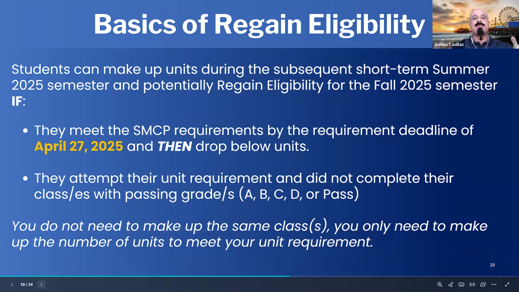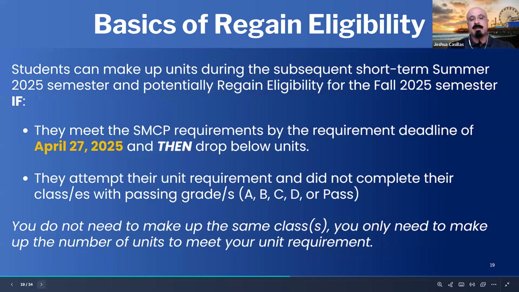It's highly recommended you speak with an academic counselor any time you're going to add or drop classes. For the SMC Promise regain eligibility purposes, to qualify for regain eligibility, you have to drop after the requirement deadline. Many classes are full-term classes. If you drop after the requirement deadline, you will still receive a W, which is an honorable withdrawal. There are some short-term classes where you would drop and you still may get a letter grade, but that's for you to determine when you speak with your academic counselor, okay?